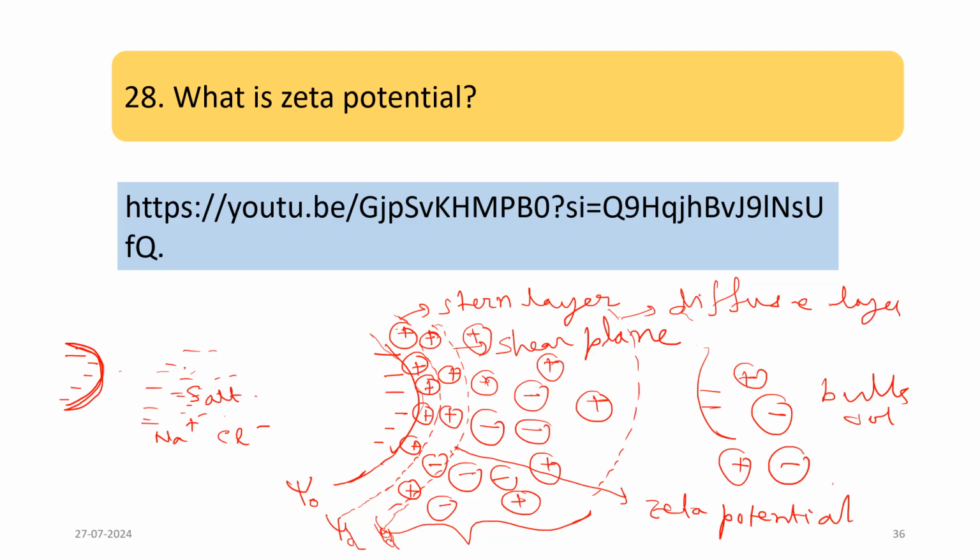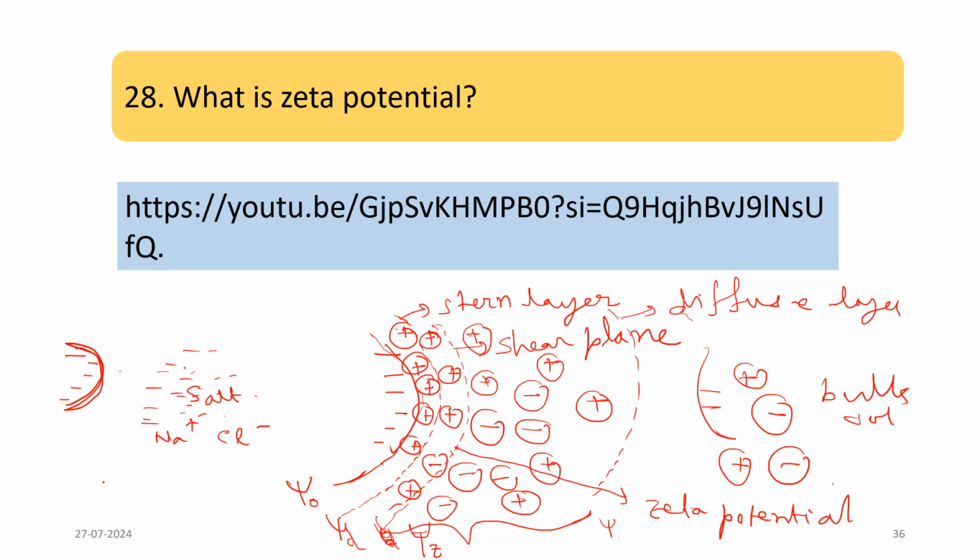So at this level, the value of the potential is what we call the zeta potential. And if we go to the diffuse layer, the potential will again reduce, and in the bulk solution it will be neutral. That means there is no potential difference. The same amount of positive and negative particles are there. That is why it is called neutral.